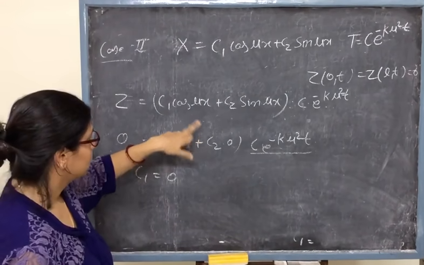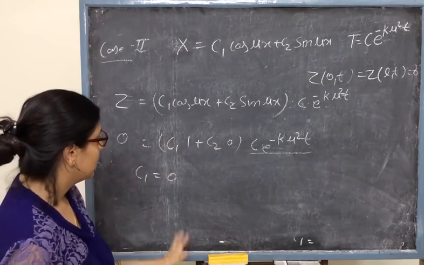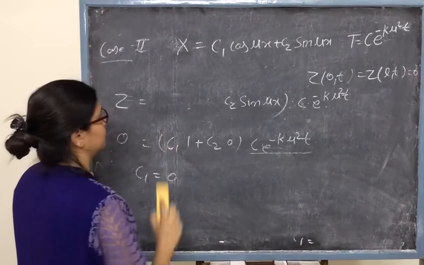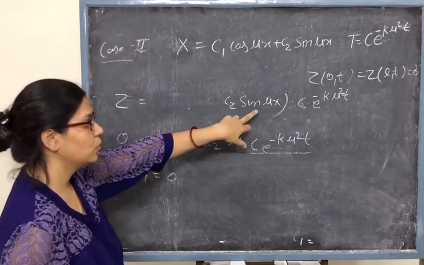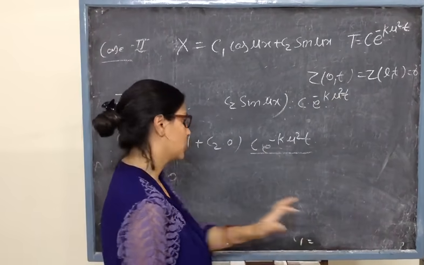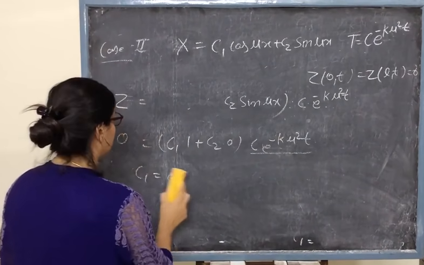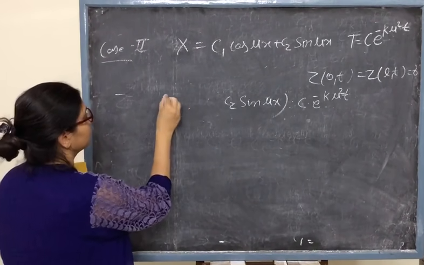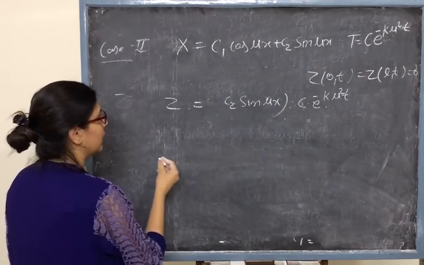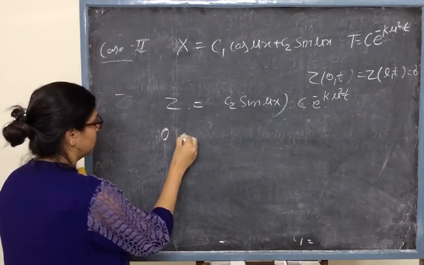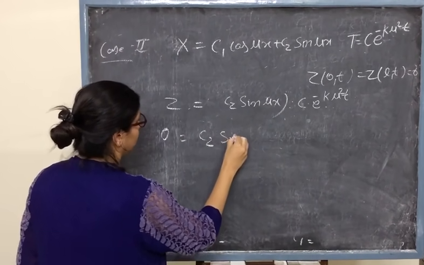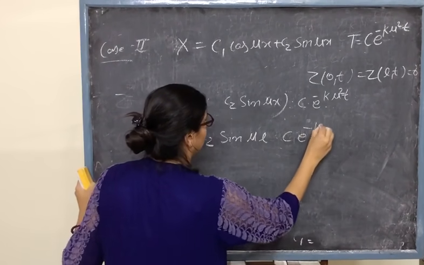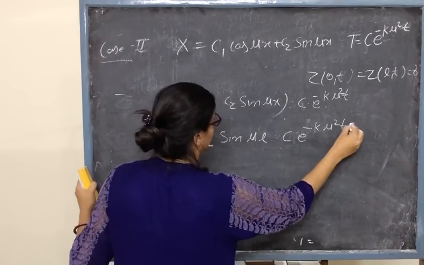So after c1 equals to 0, our z should be of this type: c1 equals to 0, so z is c2 sin mu x e raised to the power minus k mu square t. Now putting the second boundary condition, what will we have? z of l, t, putting x equals to l, is 0 equals to c2 sin mu l into c e raised to the power minus k mu square t.